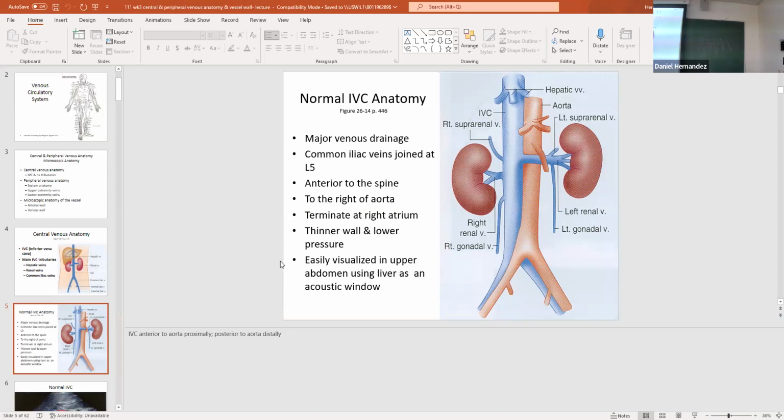Again, as is common with all veins, the IVC has thinner walls and lower pressure when compared to the aorta. It's easily visualized in the upper abdomen using the liver as an acoustic window. So when you start scanning abdominal ultrasound, you're going to utilize that liver, and you should be able to see that IVC coursing posterior to the liver. The liver sits in front of it. The liver is very vascular, so we can use that as a nice acoustic window to be able to see the IVC.